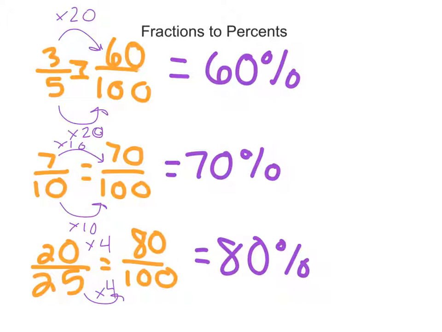Now, if you notice something with all of these examples, all of our original denominators, so our 5, our 10, and our 25, are factors of 100. We can multiply a number by each of these to get us directly to 100. And we know that this is not always the case. So in our next examples, we're going to practice turning fractions into percentages when the denominators are not factors of 100.